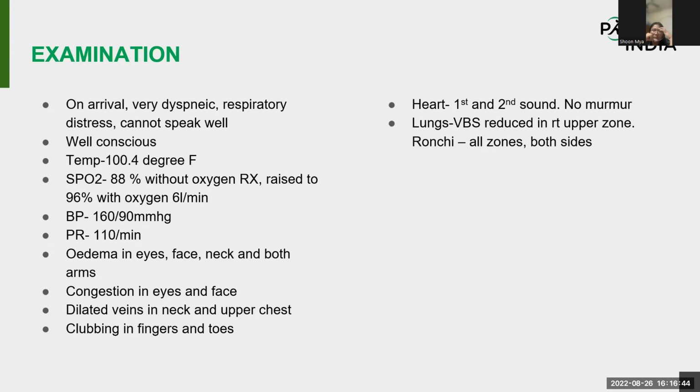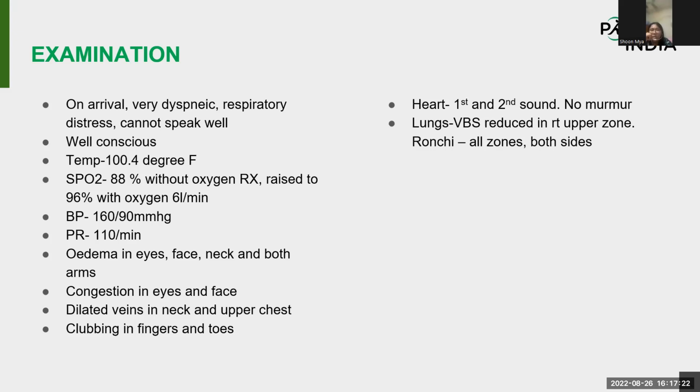On examination and on arrival, the patient looks very dyspneic, with respiratory distress present. He cannot speak well, but he is well conscious. His temperature is slightly raised, 100.4 degrees Fahrenheit, and his SpO2 is 88% without oxygen therapy, but it rose to 96% with oxygen at 6 liters per minute. His blood pressure is 160/90, pulse rate 110 per minute, and edema can be seen in his eyes, face, neck, and both arms. There is congestion in his eyes and face, dilated veins in his neck and upper chest, and clubbing in his fingers and toes.